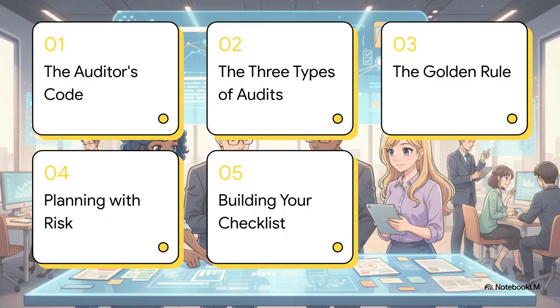So, how do we build that solid foundation? Well, here's our game plan. First, we'll get into the auditor's code, the ethics of it all. Then we'll break down the three main types of audits you're going to run into. We'll hit the golden rule, independence, which is a huge one. Then we get strategic with risk-based planning. And finally, we'll build the most important tool in your arsenal, the audit checklist.